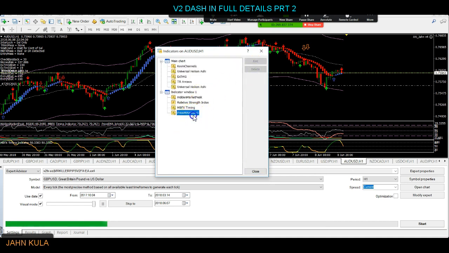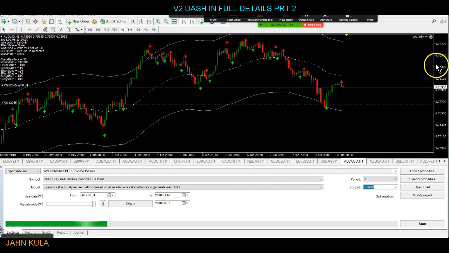I'm going to take off the indicators because I'm going to run it on the strategy tester, so I don't want a lot of indicators in there. Because what happens when you run a lot of indicators on the strategy tester is that it slows the strategy tester all the way down.